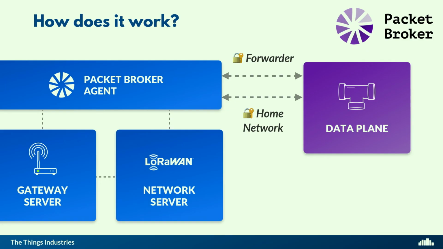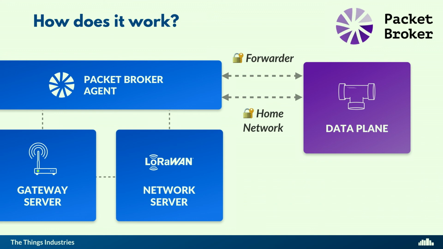And the way it works is that the packet broker agent can have two connections with the data plane. It can be a forwarder or it can be a home network. A forwarder is when you are forwarding traffic from your gateways to the packet broker, and you are subscribing to downlink traffic. So you have your gateways, they receive data, you forward that to packet broker, and when some home network says, okay, I want to send a downlink message, it sends it back to the packet broker agent, and it forwards it to the packet forwarder on the gateway, and then it gets sent.